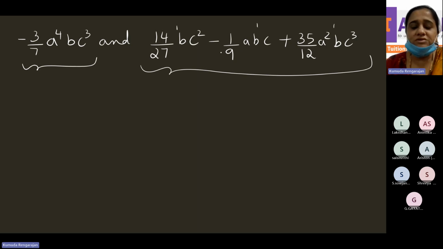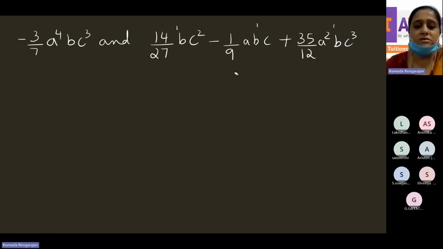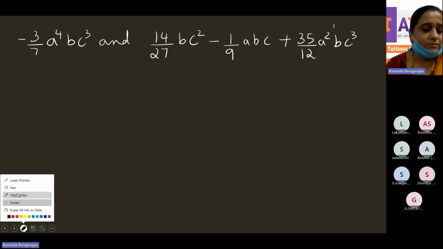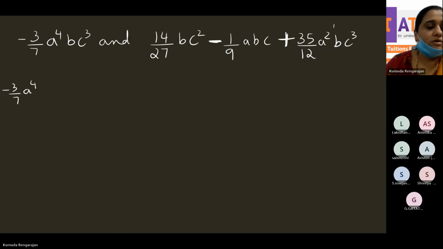1, 2, 3 terms. You can see the separators, minus and plus. There are 2 separators, which means there are 3 terms. It's a trinomial, and out here we have a monomial. Now we need to find the product of this monomial and this trinomial.